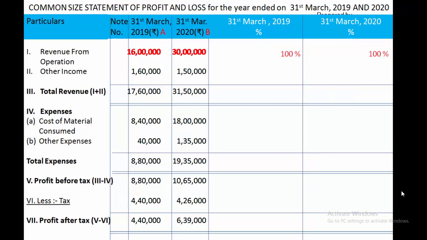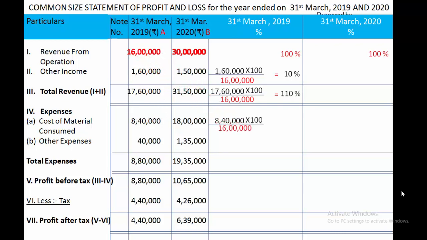In 2019, other income is 1,60,000 into 100 divided by sales of 2019, that is 16 lakh, that is 10%. Then 17,60,000 into 100 divided by revenue from operation of 2019, that is 16 lakh, and then 110%. Then 8,40,000 into 100 divided by revenue from operation 16 lakh is equal to 52.5%. Next, 40,000 into 100 divided by revenue from operation 16 lakh is equal to 2.5%, and so on.